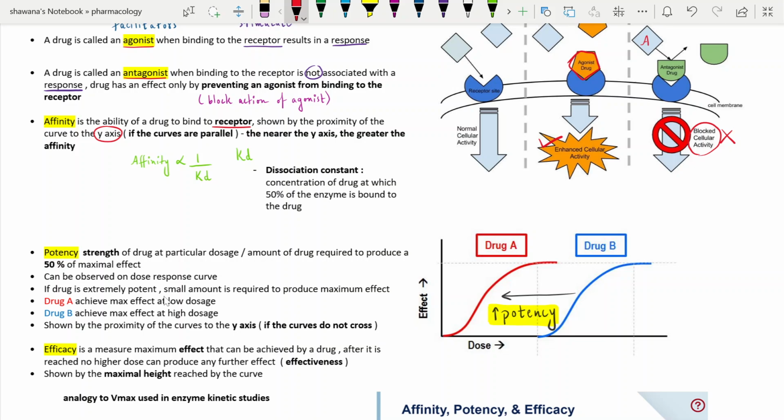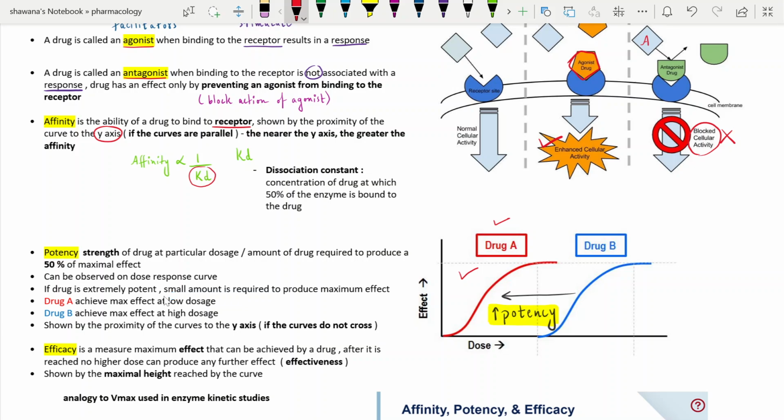It's just a law, you need to remember this: the affinity of the drug is the ability of it to bind to the receptor, and it's shown by the proximity of the curve towards the y-axis. The nearer to the y-axis, the greater the affinity, but the condition here is that the curves are parallel. Like these, the curves are parallel, so drug A has more affinity than drug B, and affinity is inversely proportional to the dissociation constant.